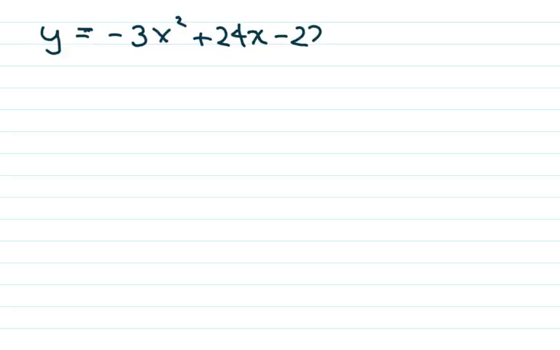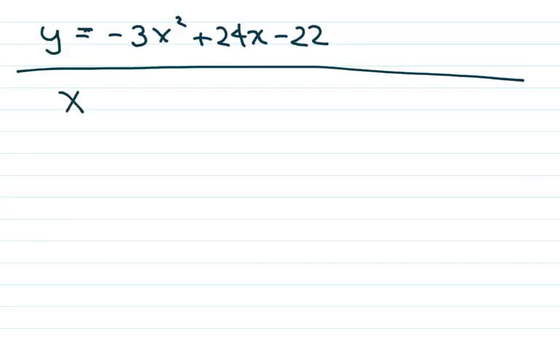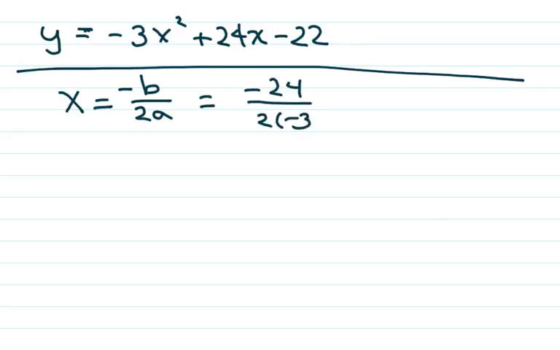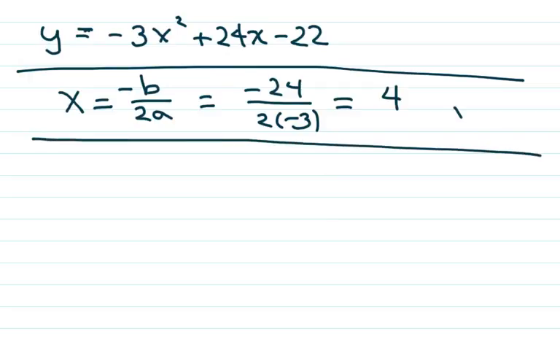Okay, and we can do one more. We have y equals negative 3x squared plus 24x minus 22. So the first thing I want to do is find my axis of symmetry, which is x equals negative b over 2a, which equals negative 24 over 2 times negative 3. We have two negatives, that makes a positive. So 24 divided by 6 is 4. So my axis of symmetry is x equals 4.